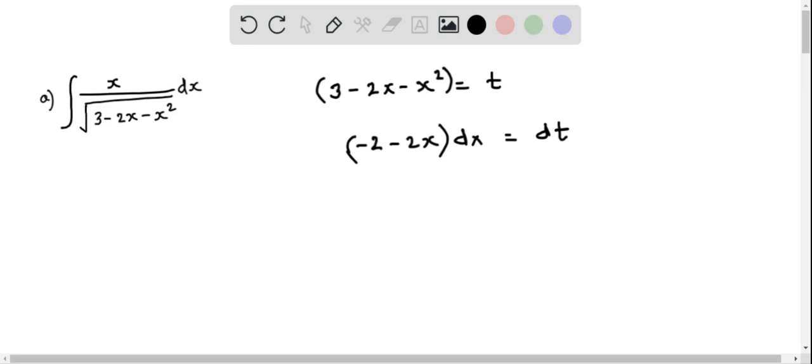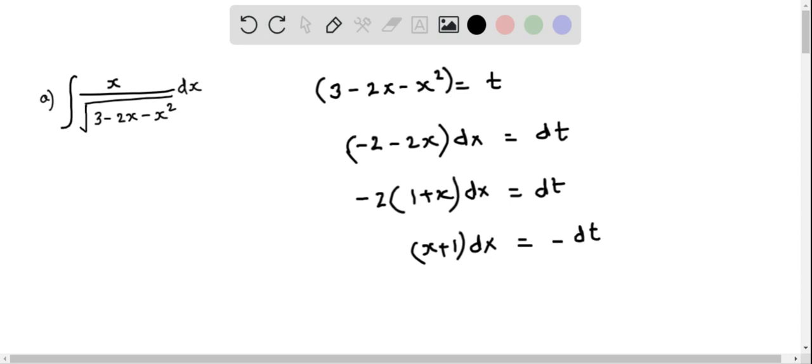Now I can factor out negative 2 from the left side. When I do that, I get negative 2 times (1 plus x) times dx equals dt. Now I'm going to sort out only x plus 1 times dx, so I'm going to have only x plus 1 times dx on the left side. For that I need to divide both sides by negative 2. When I do that, I get negative dt over 2. So this is what we get after we do the substitution and take the differential.